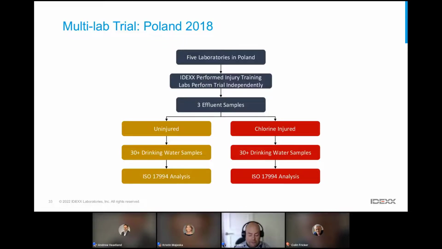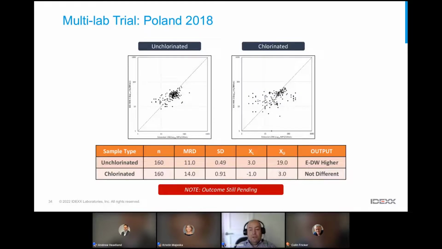We are still following the same format, so we're taking sewage effluent, performing a chlorine injury, inoculating our drinking water samples, processing those samples, and then performing the analysis according to ISO requirements. Again, if we look at the scatter plots, the performance of Enterolert DW and the reference method appears to be quite similar, just eyeballing the data there. And this is for both uninjured and chlorine injured water sample types.